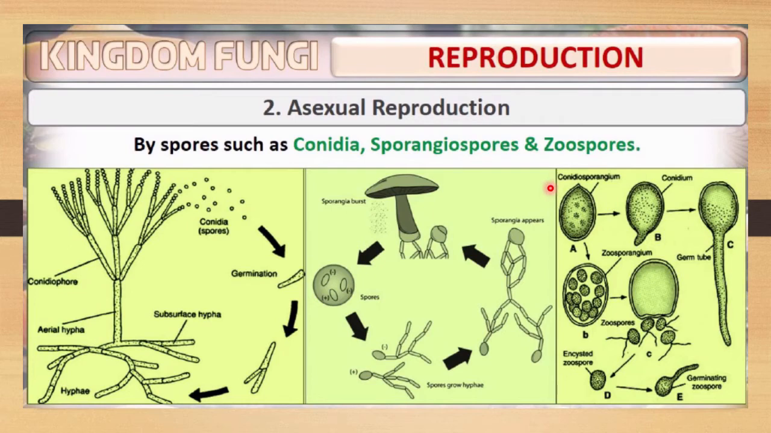The third type of spores is from a conidiosporangium. This sporangium will increase in number, as you can see here, and after that it will burst and release some zoospores. Here you can see a tail-like structure. These tail-like structures are flagella, so they will be motile. If motile spores are there, they are considered zoospores.